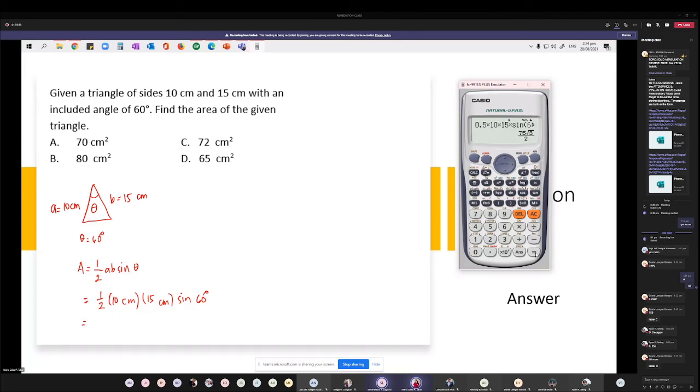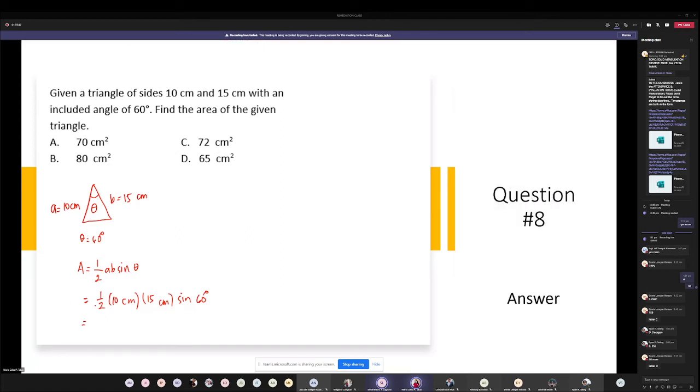The answer is exactly 75 square root of 3 over 2, or in decimal form, 64.95. Since the choices are in whole numbers, you have to choose the nearest one. So it's approximately 65 square centimeters, rounding to the whole number. If the equal sign is changed to a curved one, that means it's just an approximation. So approximately 65, and the answer is letter D.